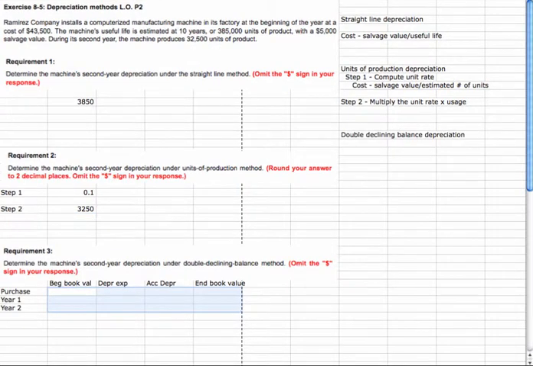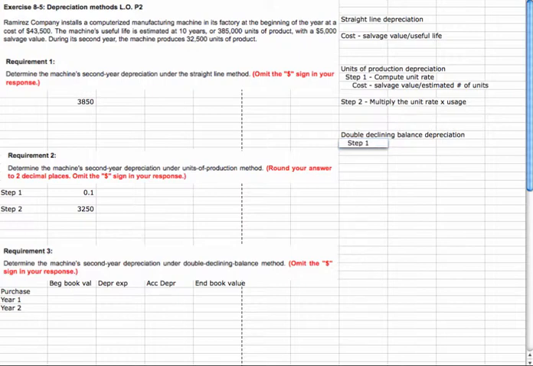Now the last method that we need to compute is the double declining balance method. Now the double declining balance method is an accelerated depreciation method, and when we mean double, it's almost twice as much as the straight line method. Now the thing with accelerated depreciation is that we're going to use up the asset in terms of depreciation faster in the earlier years than in the later years. Now, when we compute the double declining balance method, it takes 3 steps.